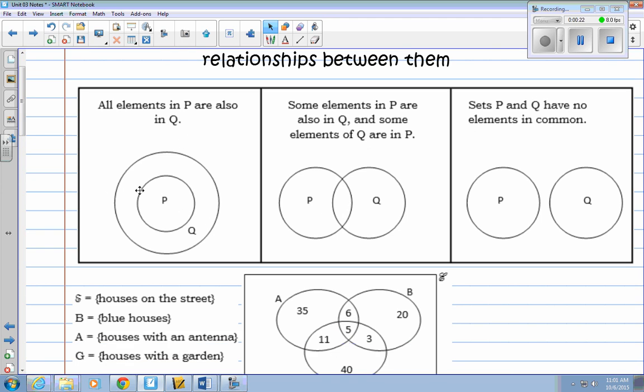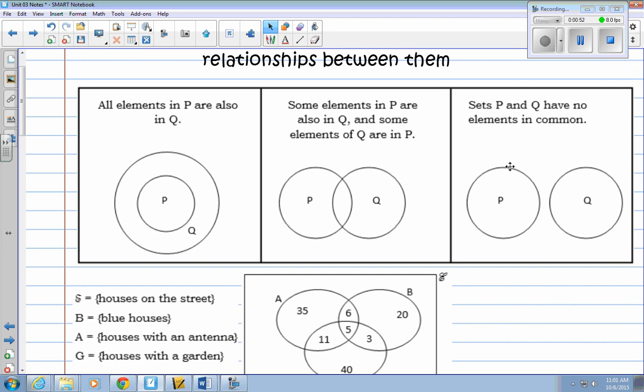Deductive reasoning. But an always relationship or an if-then relationship always has one circle completely nested in your second circle. A sometimes relationship has your two circles overlapping. So, for example, the set of boys in the classroom and the set of students who play an instrument. Some boys play an instrument, so they would be in the overlap. Some are just boys, and some are just instrument players.